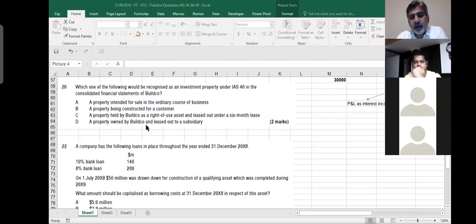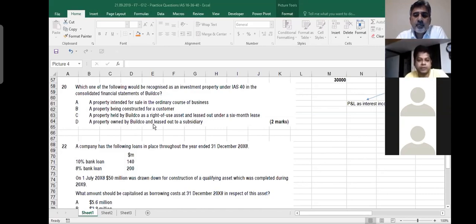And a property owned by Buildco and leased out to a subsidiary. C and D are possible things, but there is very little difference between C and D. D looks like an answer. It says a property owned by Buildco and leased out to a subsidiary, which means that Buildco is not using it. If Buildco is not using it, Buildco has given it to rent to someone. So it looks like an investment property. It could be an answer, but it is not the answer.